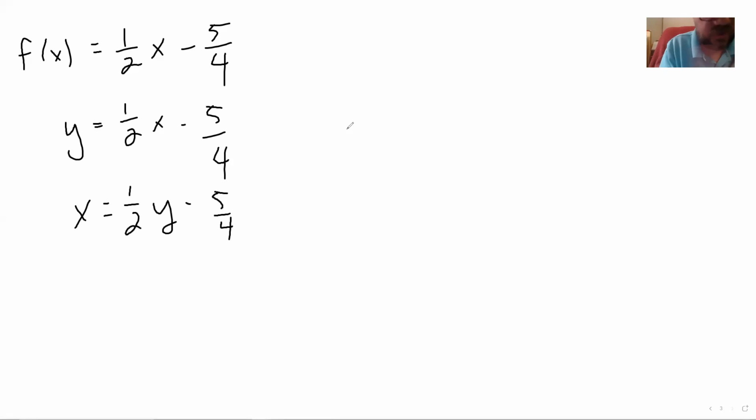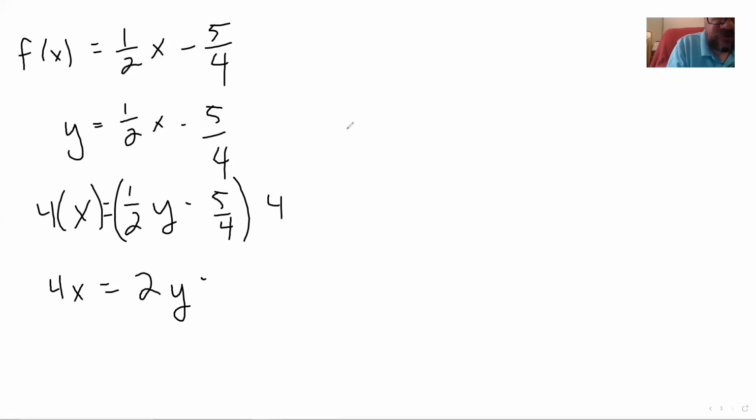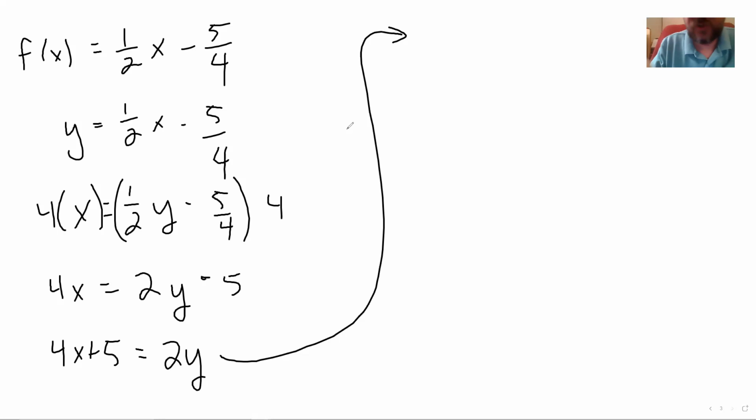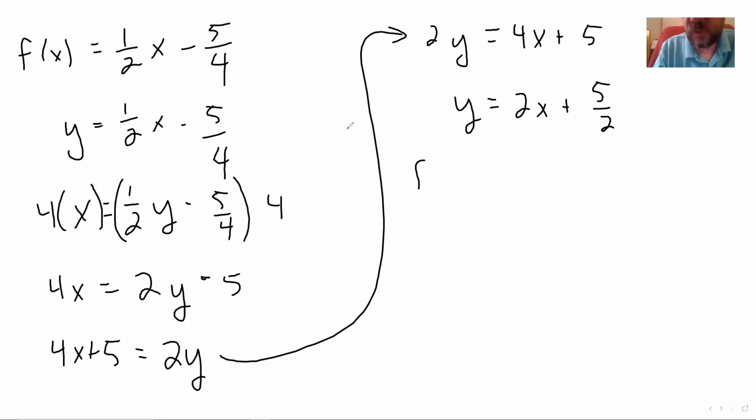Now I want to solve for y, so I'd like to get rid of the fractions. I'm going to multiply everything by 4. 4x equals 4 times 1/2, which is 2, so I get 2y minus 5 here. To solve for y, I'm going to add 5 to both sides. So I got 2y equals 4x plus 5. So I divide everything by 2. We get y equals 2x plus 5 over 2. And that is my inverse. f inverse of x is 2x plus 5 over 2.